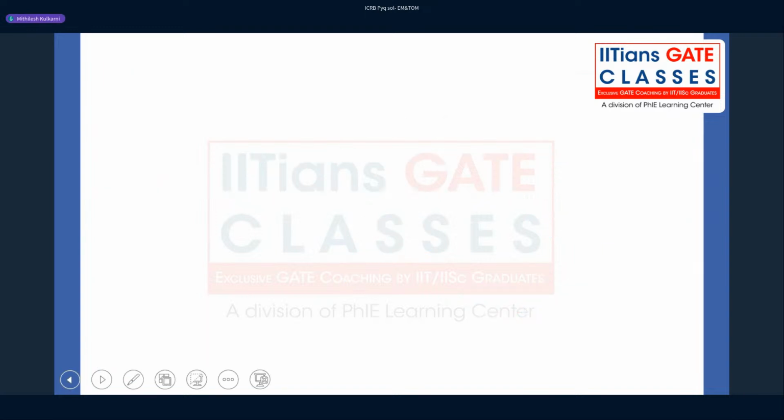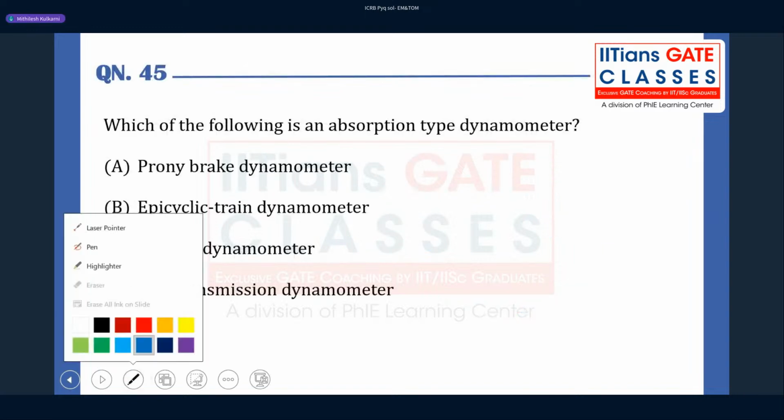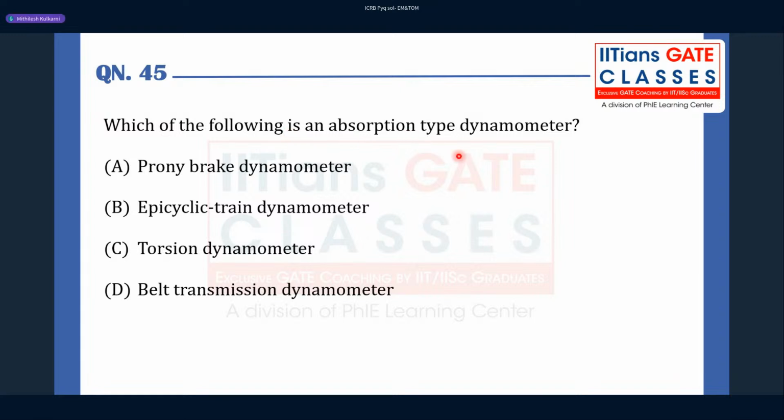Coming towards the next question. Which of the following is the absorption type dynamometer? Out of this, the correct option is option A. Prony brake dynamometer is the absorption type dynamometer, which is commonly used to measure the power output of the engine. So option A is correct in this case.